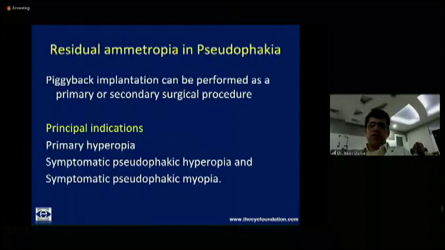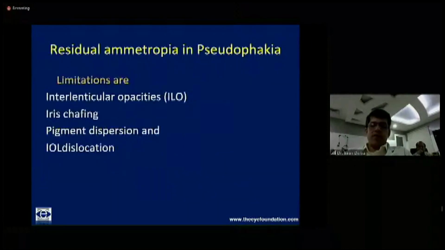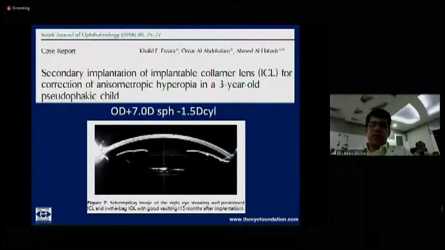In correction of residual ametropia and pseudophakia, a piggyback implantation of the ICL has been done, and the primary indications include primary hyperopia, symptomatic pseudophakic hyperopia, and symptomatic pseudophakic myopia. Limitations are interlenticular opacities, iris chafing, and pigment dispersion.